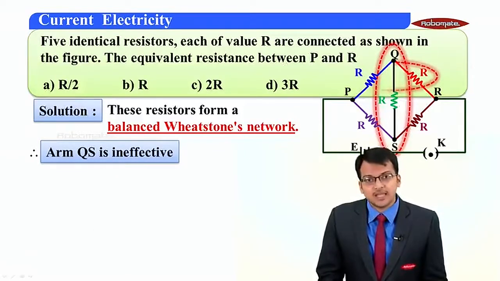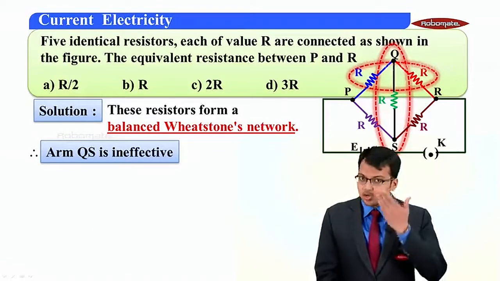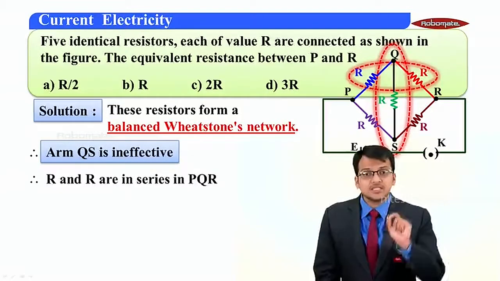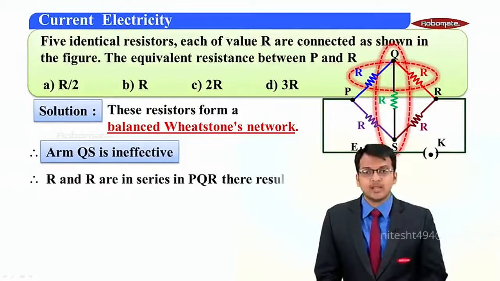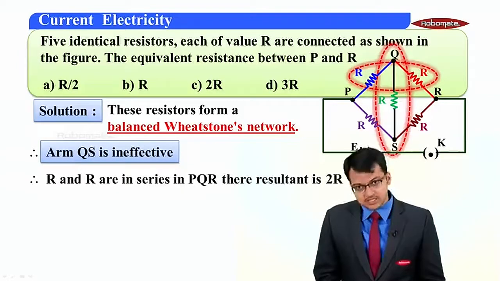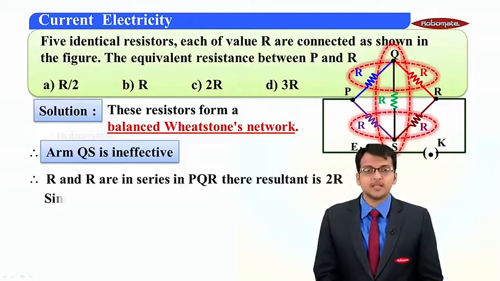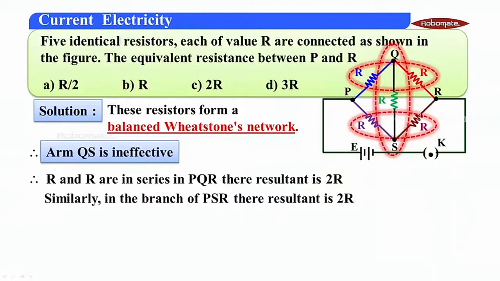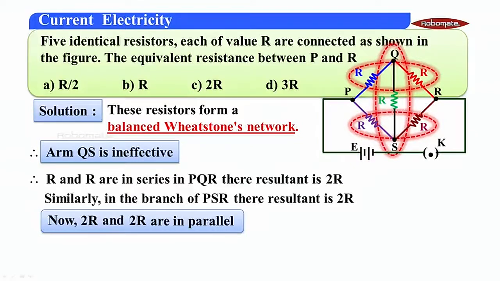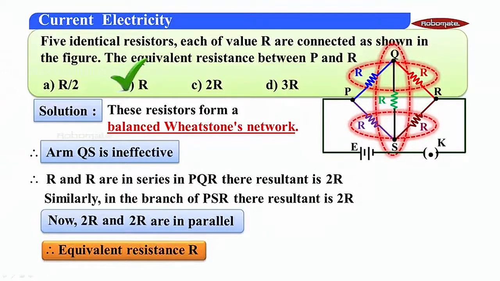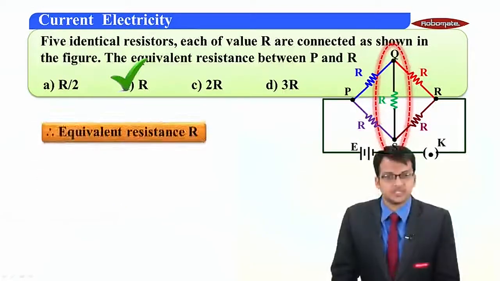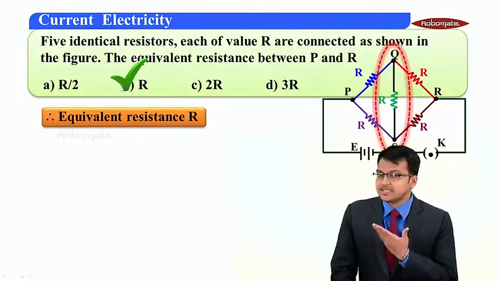Yes, if this can be eliminated, dear students, as we have already seen in our previous module, the resistance in the branch PQR has to be 2R because they are in series, and the resistance in branch PSR is also in series, which is nothing but 2R. And the total resistance, that is 2R and 2R in parallel, is nothing but R. Now, dear students, please try to understand this equation. Do you see the final answer, that is R?